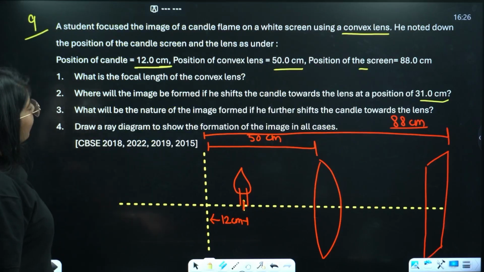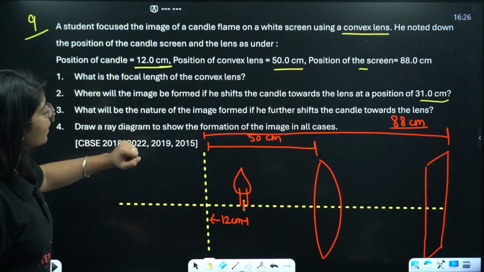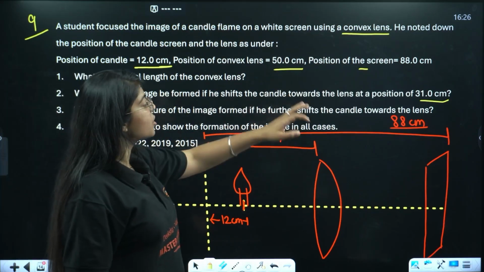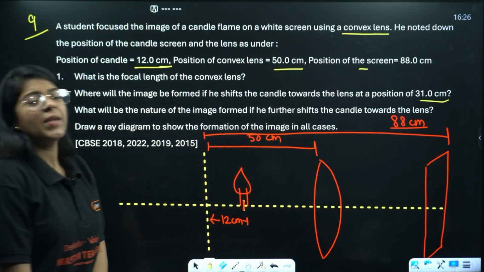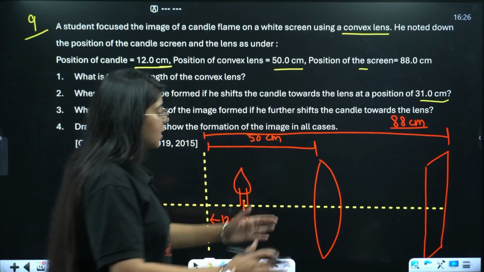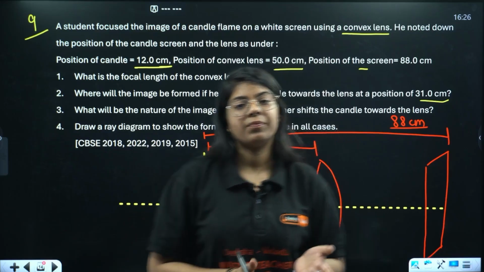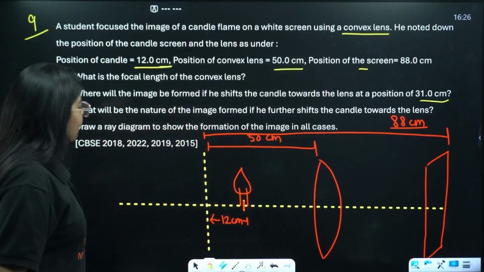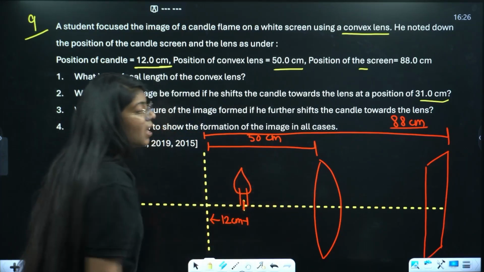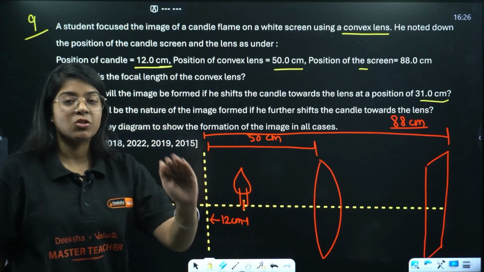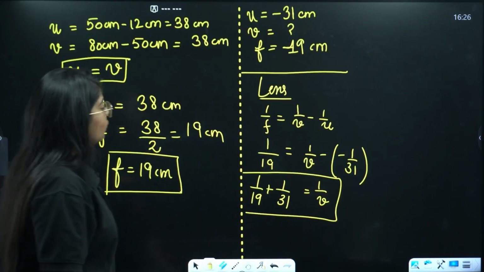What will be the nature of the image formed if we further shift the candle towards the lens? Ma'am, as the object is behind the focus of this convex lens, then the image will be real and inverted.